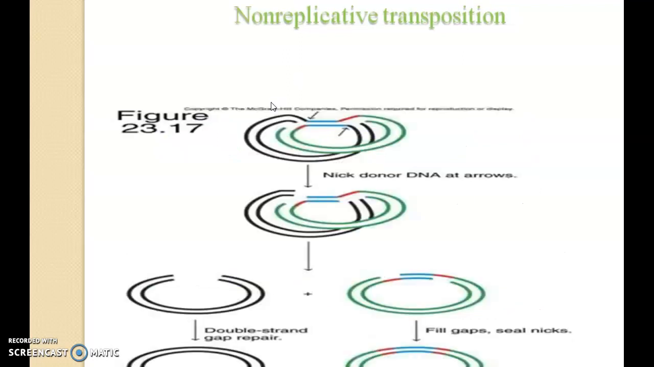And then the next one is the non-replicative mechanism. In this non-replicative mechanism, a nick occurs in the donor DNA at the arrows. Then by the double strand repair mechanism, the recombination is completed. This mechanism is also called the cut and paste mechanism.